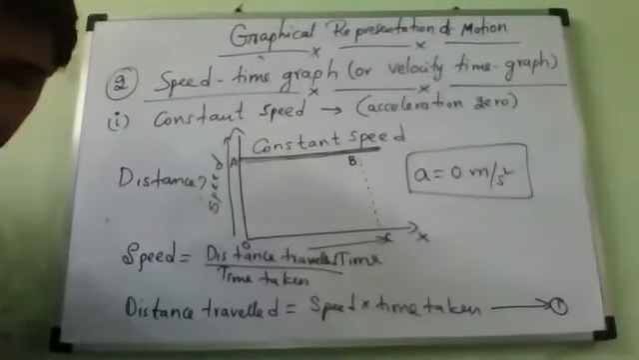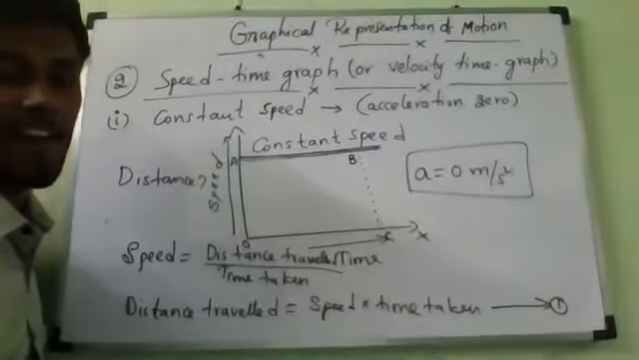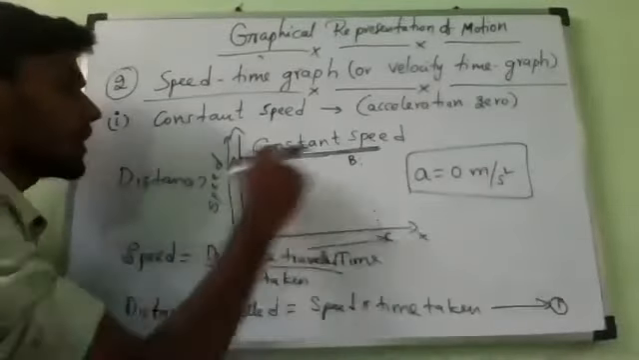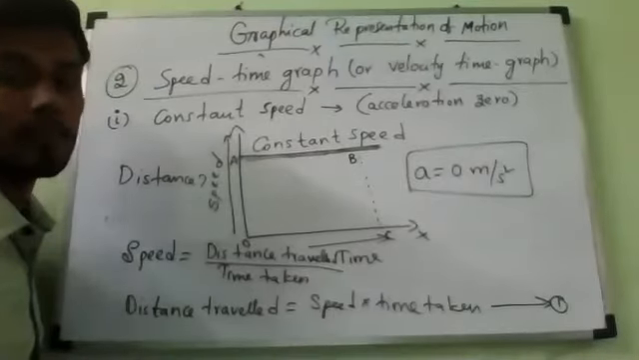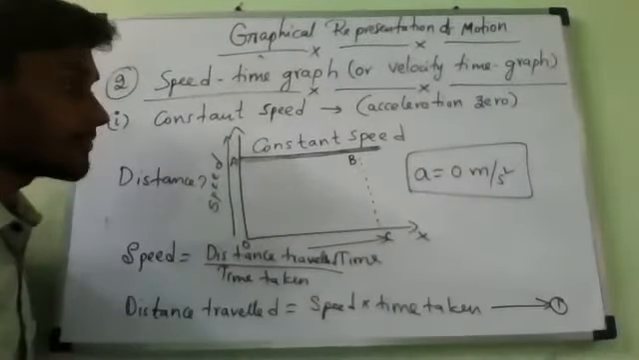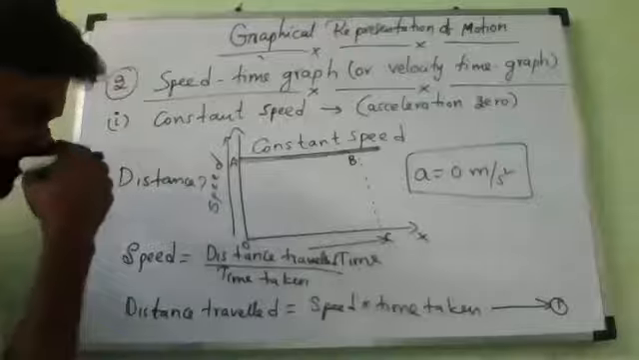Completed? Clear? Any doubt? Now, one clue I am giving you: in these situations you always have one shape here. If you observe OABC, it looks like a rectangle. Yes, it looks like a rectangle.